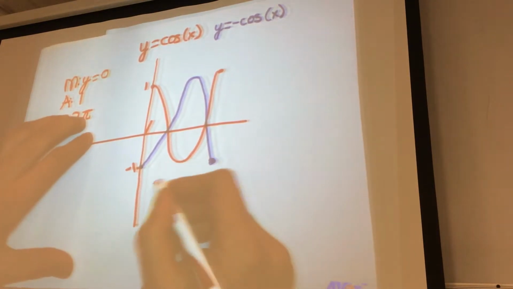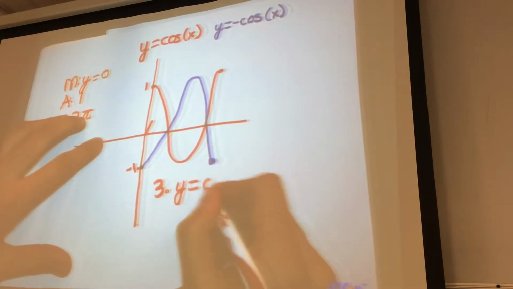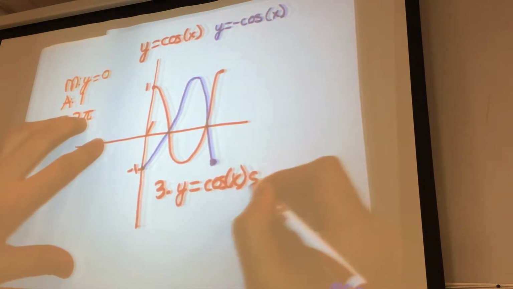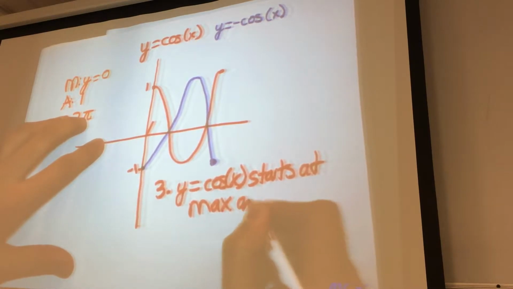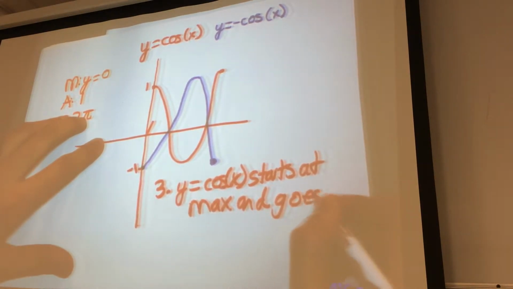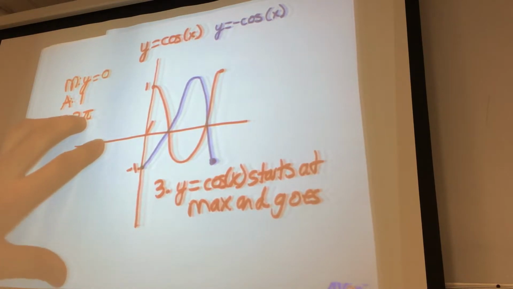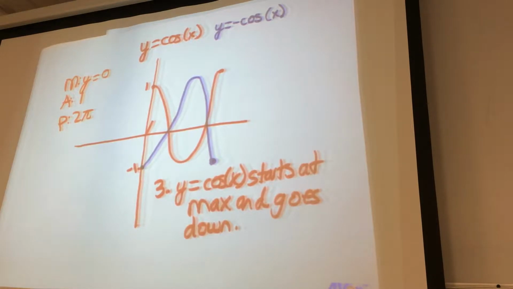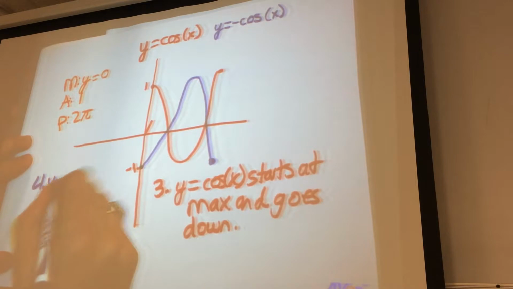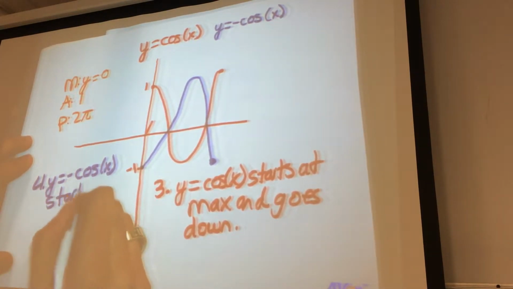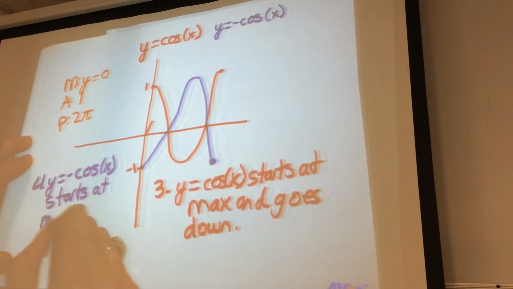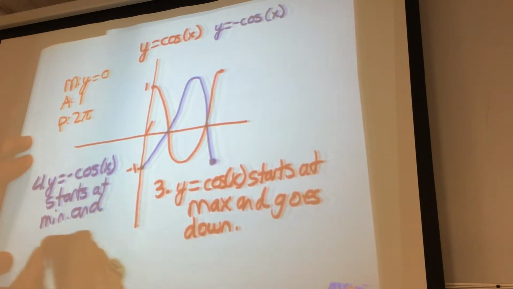So number 3 was that y equals cosine of x starts at the max, and I mean, by definition, if you start at the top, you got to go down. But I'll write it in there. It goes down. Whereas number 4, y equals negative cosine of x starts at the min, and by definition, goes up.